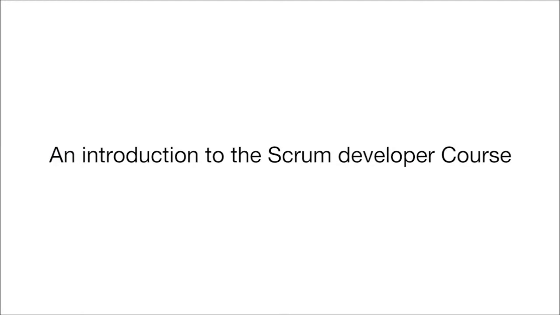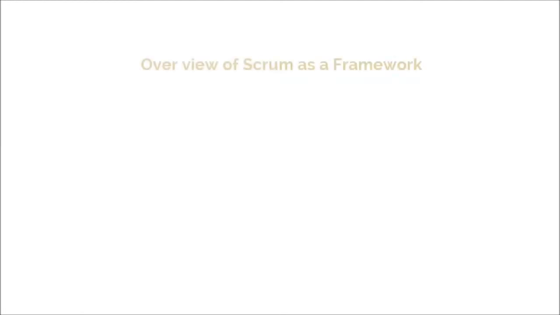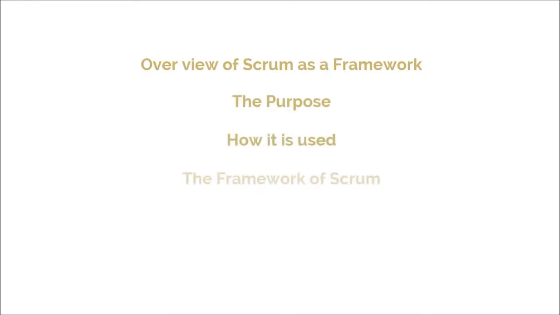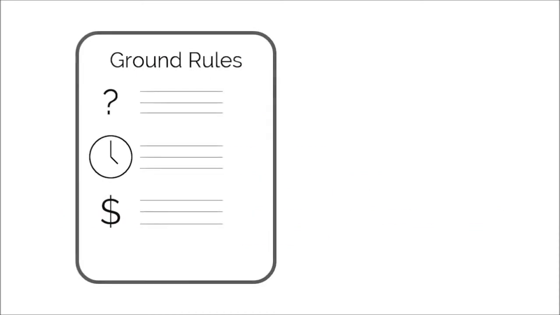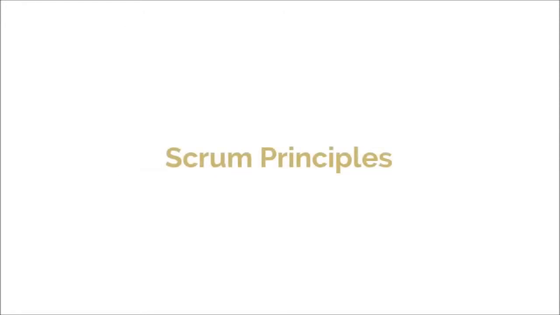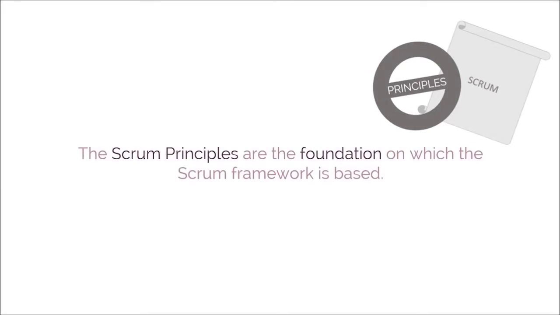In our introduction to the SBOK guide, we covered an overview of Scrum as a framework, the purpose, how it's used, the framework of Scrum, and how it differs from other traditional project management methods. Now that we have quite a bit of information about Scrum, it's time to share the ground rules governing Scrum as a framework. These ground rules are the Scrum principles. And the Scrum principles are the foundation on which the Scrum framework is based.